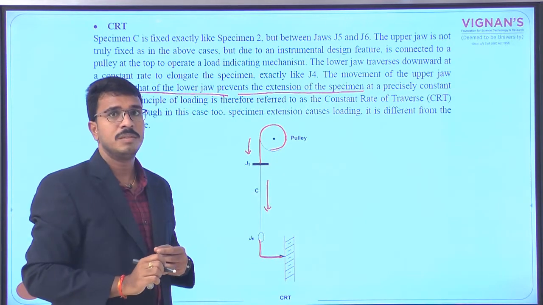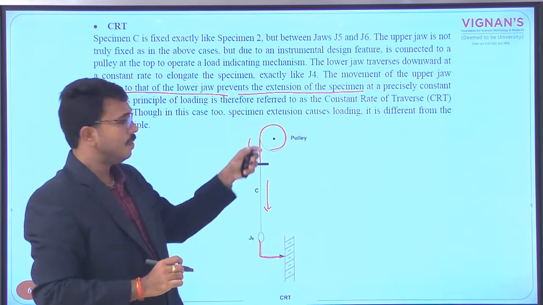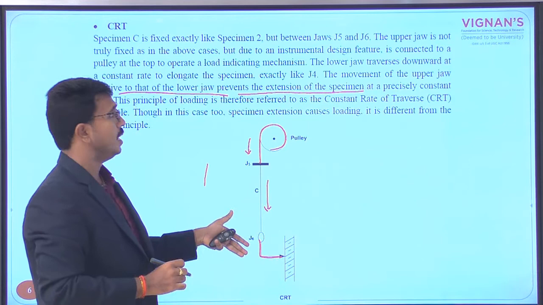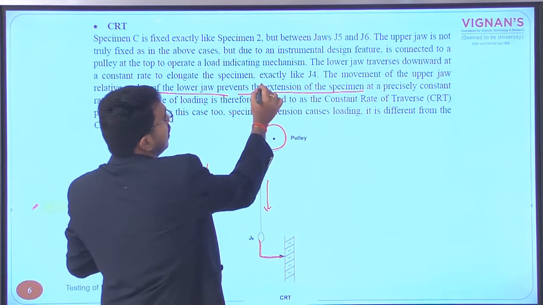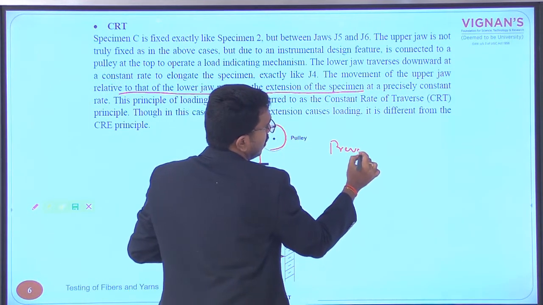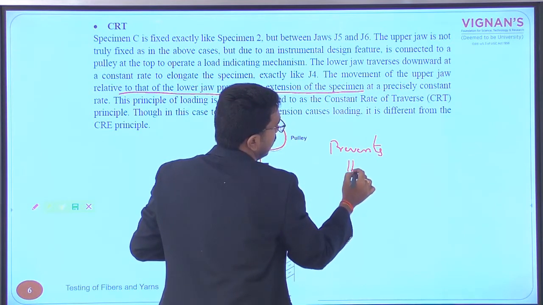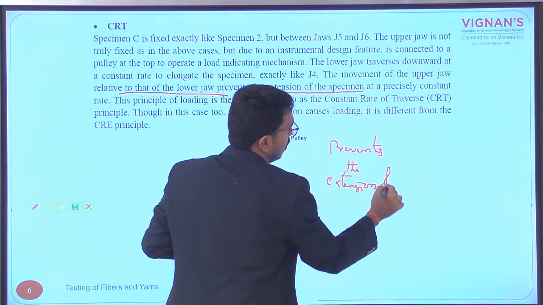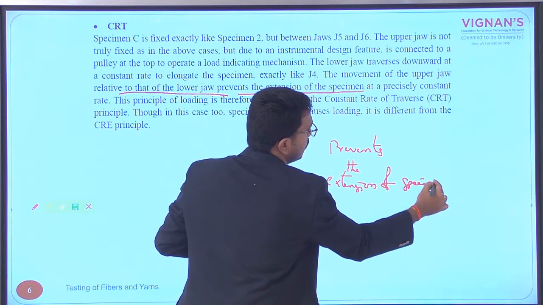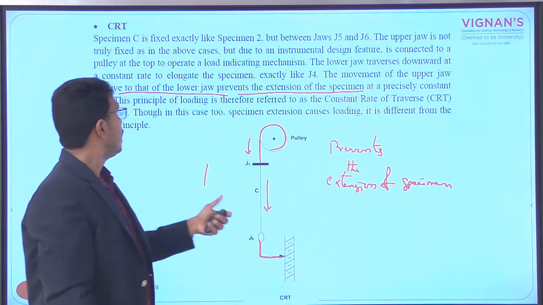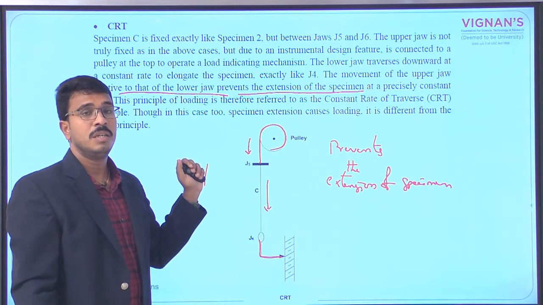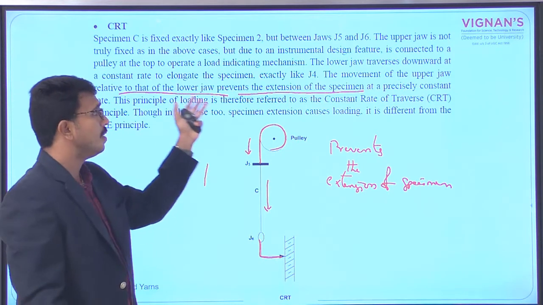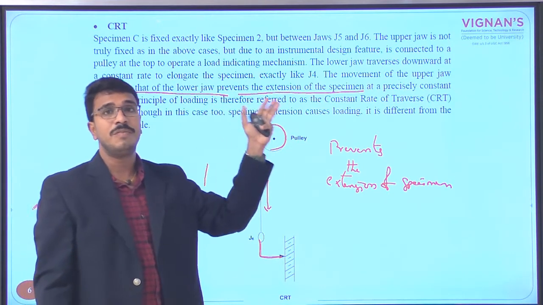So the movement of the upper jaw relative to that of the lower jaw prevents the extension of the specimen at a precisely constant rate. So this principle of loading is therefore referred to as constant rate of traverse.